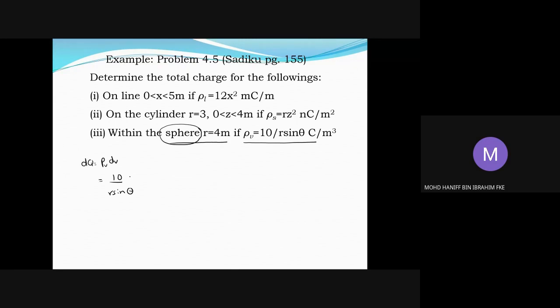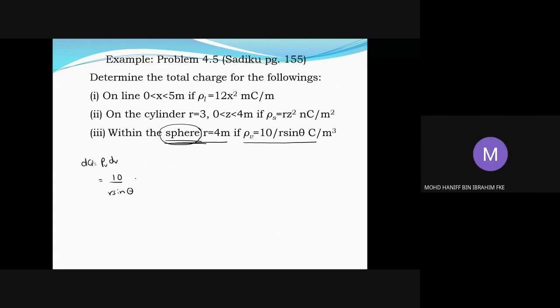Can I ask Sami? Yes, Sami, thank you. Okay, Sami, can you please assist us? What should be the DV to be used here then? R dr d phi dz. Okay, that is for cylindrical structure then, Sami. If you have a spherical structure, what should be the DV? I'm not sure, doctor. Okay, thank you, Sami.